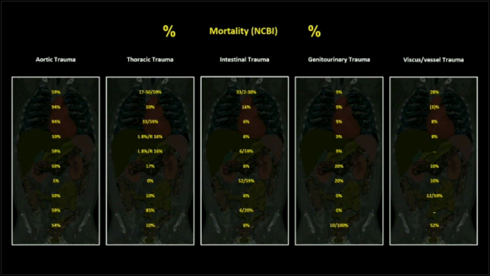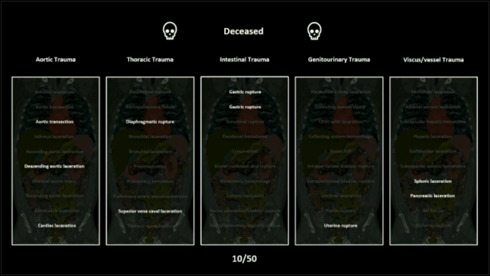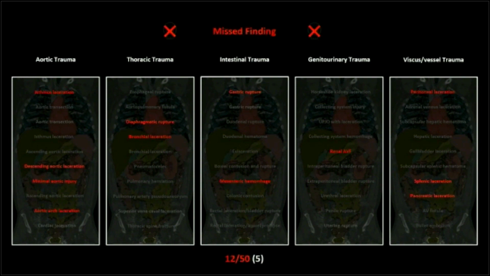I also went to the National Center for Biometric Information and pulled the expected mortalities for every one of these injuries. So you'll see that with each one. And then whether or not the patient lived is certainly an item of interest. So a deceased patient will be designated with that ghoulish skull icon. And then whether the radiologist actually made the call or not. Did they see the finding?